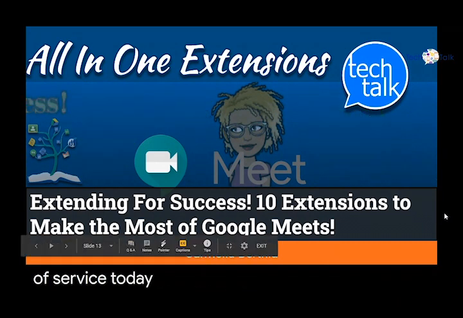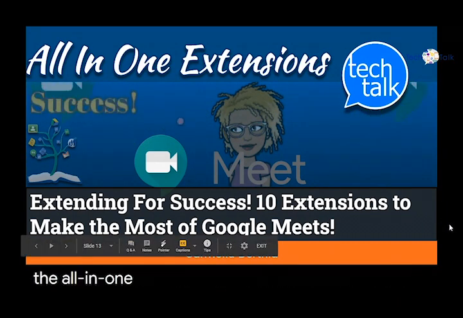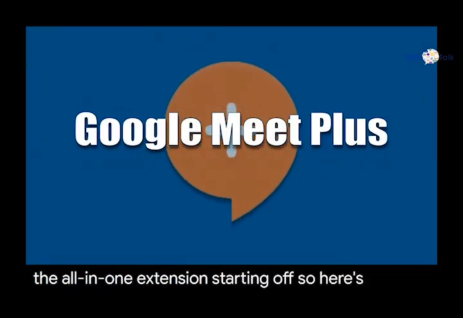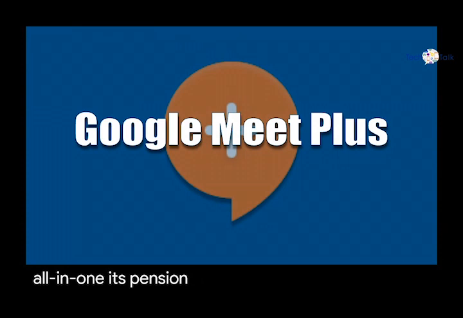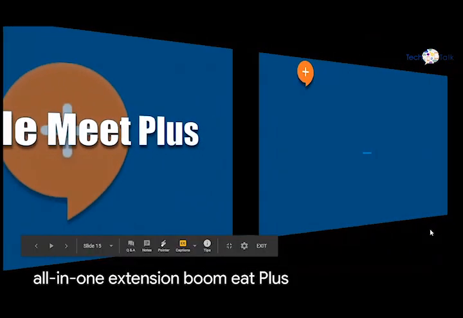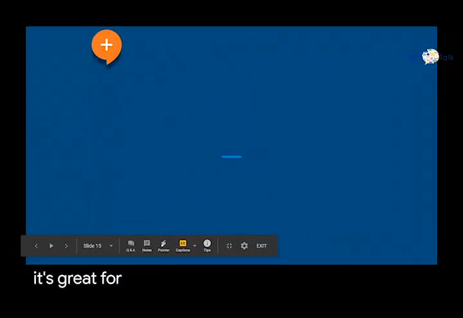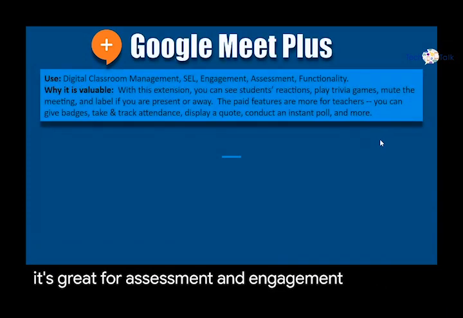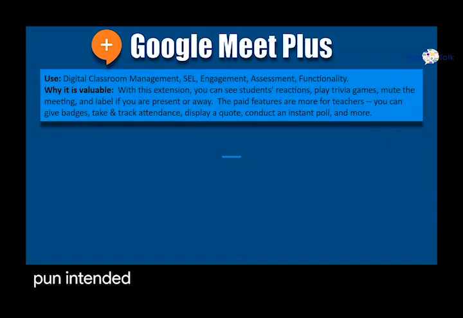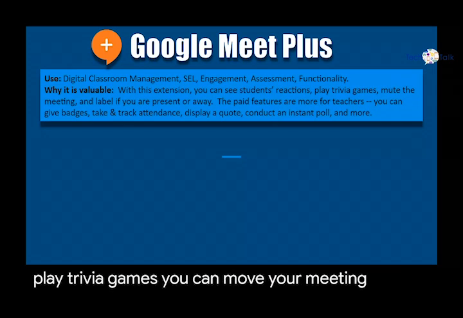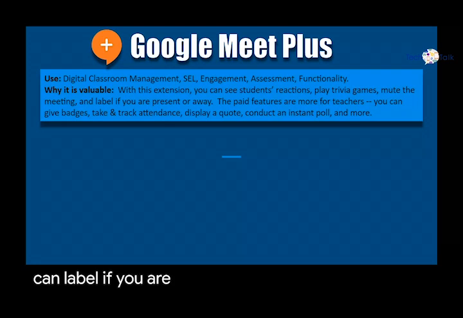Today, we're going to talk about some of the all-in-one extensions starting off. So here's a great all-in-one extension, Google Meet Plus. Google Meet Plus is great for assessment and engagement. The plus, no pun intended, is that there is so much housed in one extension. You can see students' reactions, you can play trivia games, you can mute your meeting, and you can label if you are present or away.